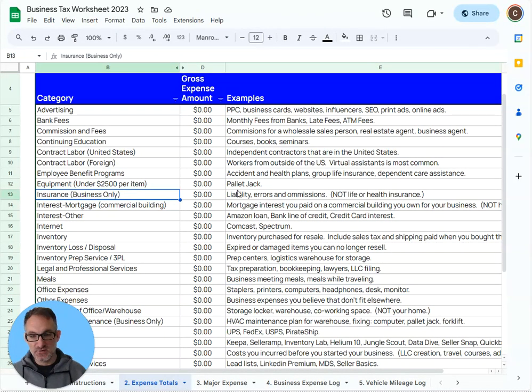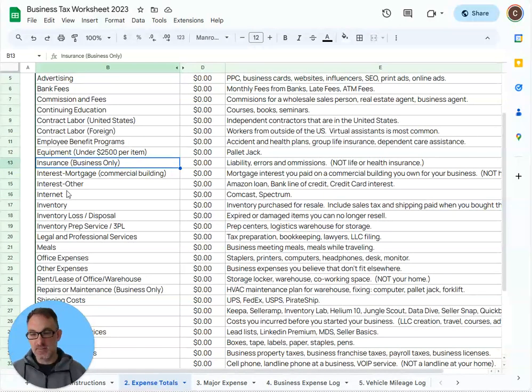Of course, if you have insurance, which would be any sort of insurance you have specifically within your business, life and health insurance do not get included here because those are actually personal expenses. Any sort of internet you paid for, so that'd be Comcast, Spectrum, those sort of places, that's able to be written off.